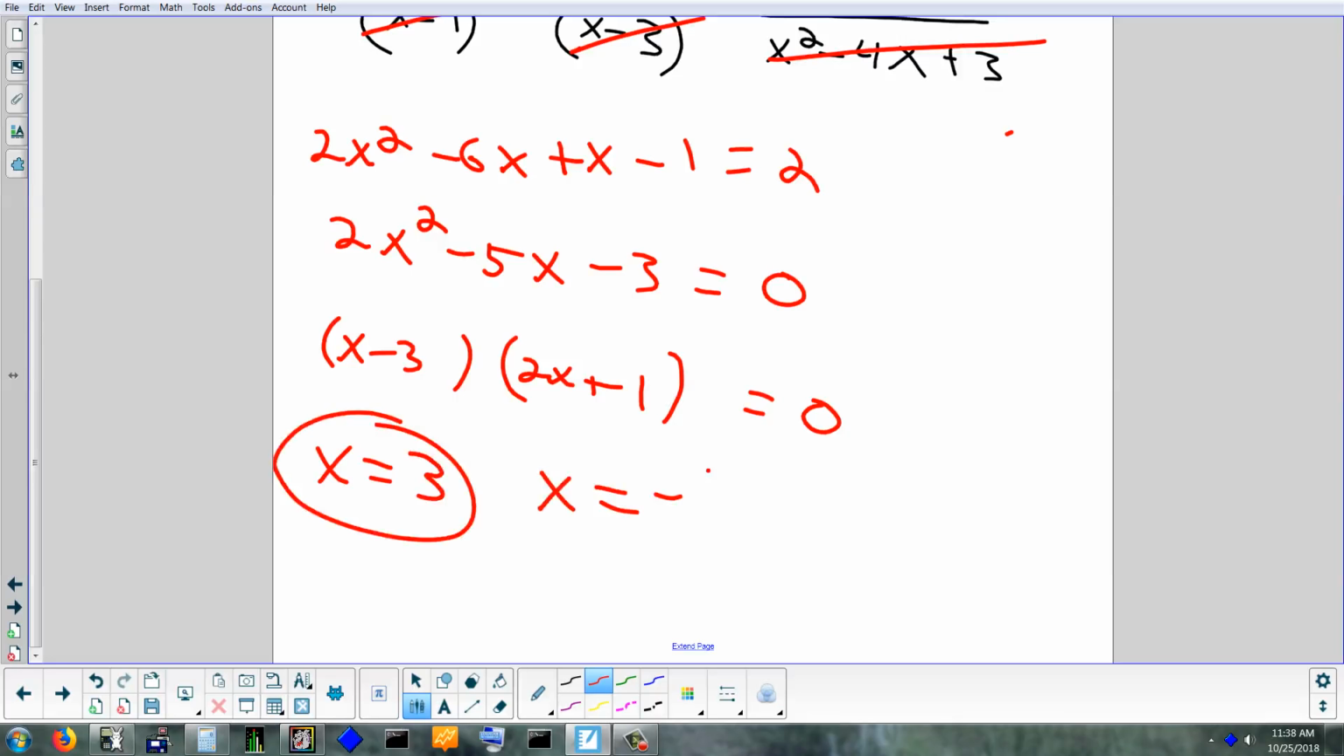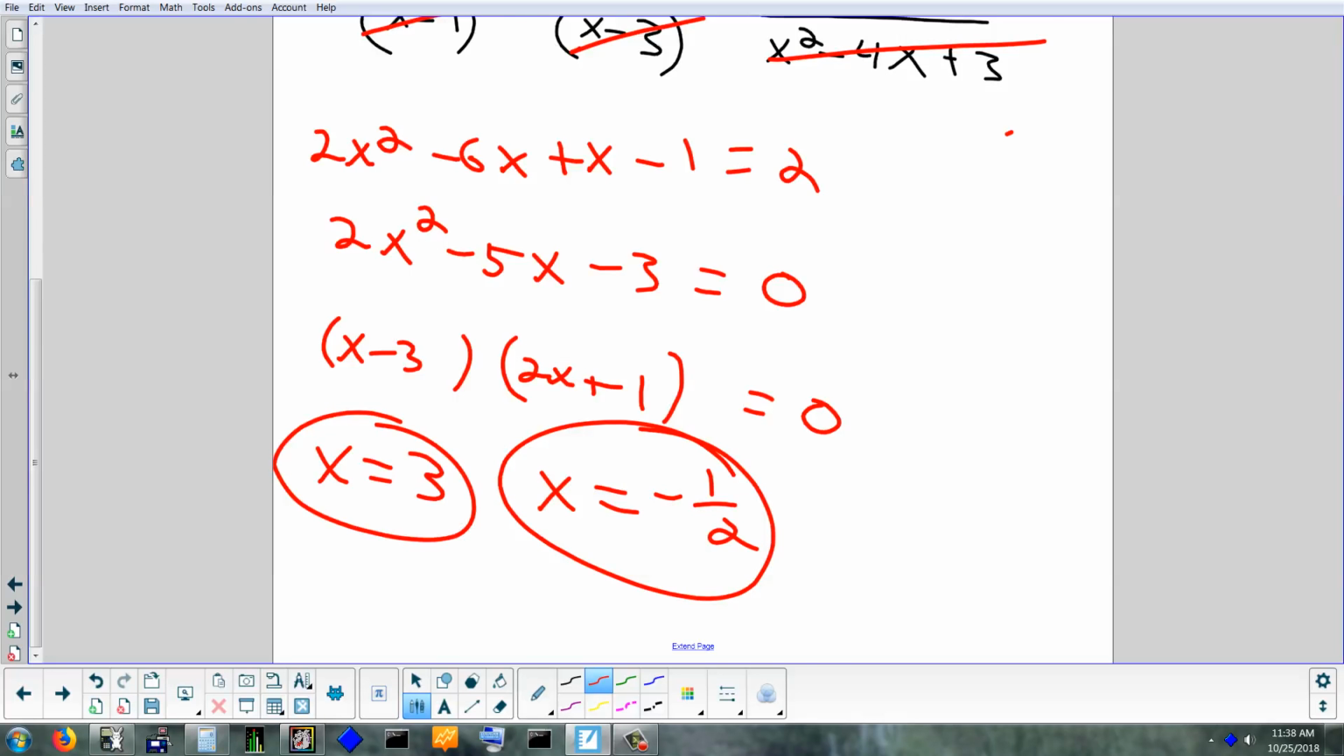Negative 0.5, or negative a half. Now, at this point, there are 3 things that could happen. Both of these answers work, one of them works and one of them doesn't, or they both don't work. So we have to plug them back in and check them.